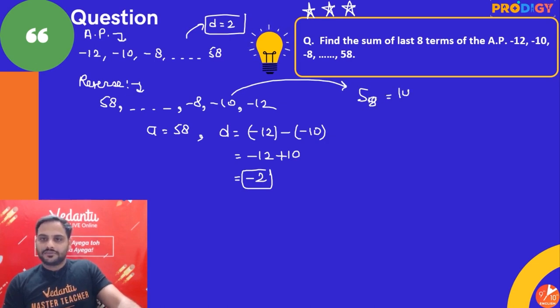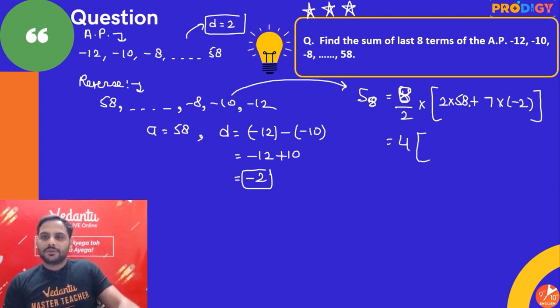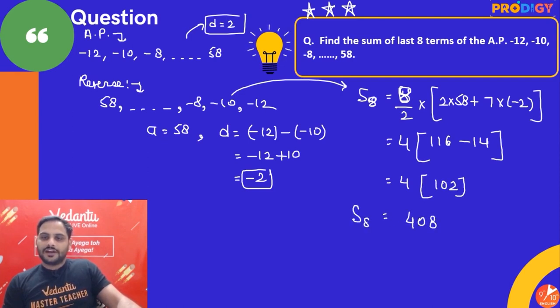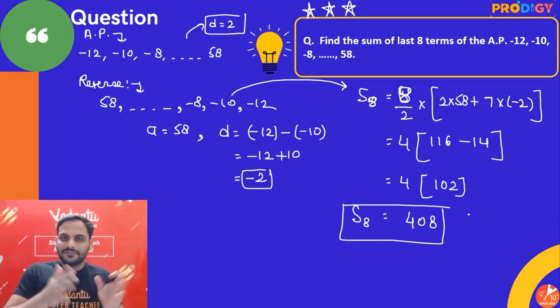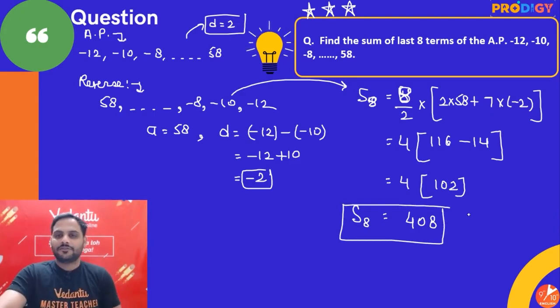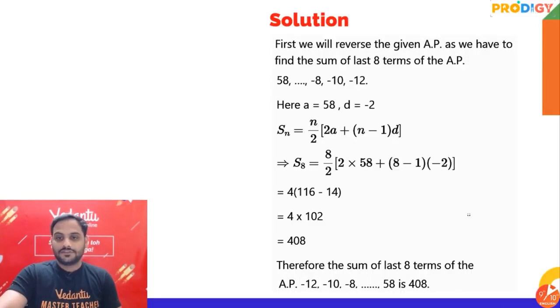So the sum of the last 8 terms of this reversed AP will be 8 by 2 into 2a plus 8 minus 1, which is 7, into d. That is 4 into 2 into 58, which is 116, and 7 into minus 2 is minus 14. So 4 into 102 is 408. The sum of the last 8 terms of this AP, or the sum of the first 8 terms of the reversed AP, will be 408. So this is how this question will be done.